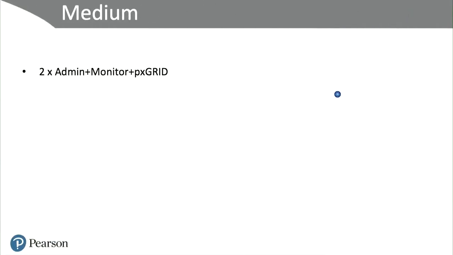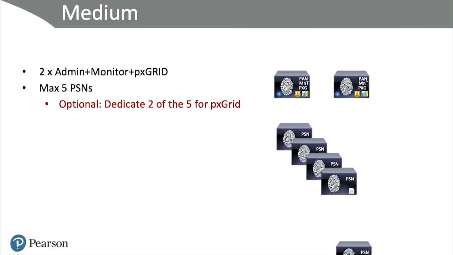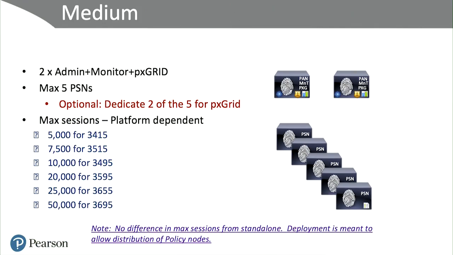If I look at the medium deployment, I've basically got 2 admin and monitoring nodes. Those services are shared on a pair of servers, and then optionally, I've got 5 PSNs that can be distributed throughout the environment. Sometimes 2 of those nodes can be dedicated for pxGrid, or we can share pxGrid on those nodes. As you can see, this session count looks the same as the standalone node from before. Again, this is not meant to increase scale. This is only meant to give you the flexibility to distribute the policy nodes throughout the environment should you need to do so, to make them closer to the network access devices they're serving.